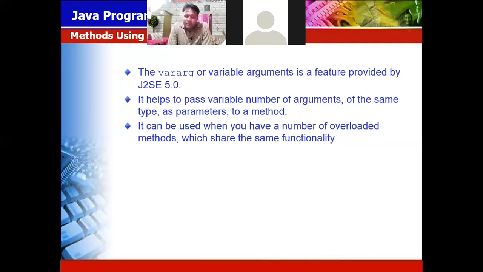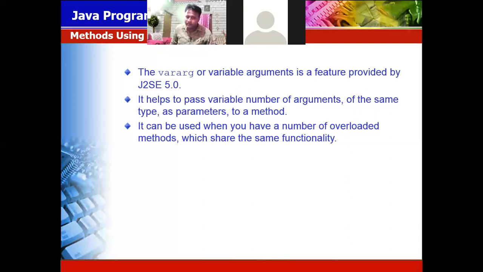So basically, when you pass more than one value to a function, at runtime the values will be of the same type. You cannot pass different types of values. The varargs argument provides that feature. So at runtime you have to pass more than one value to a function.